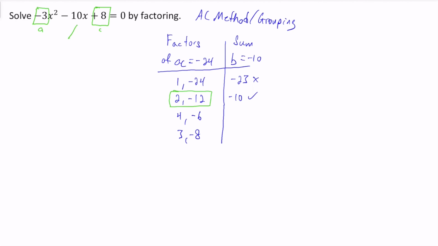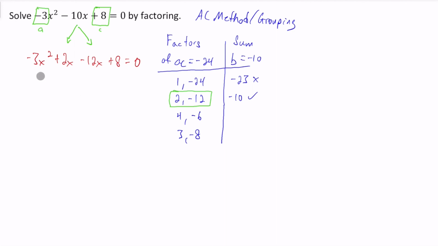We are going to actually split the middle term. We're going to take the negative 10x and split it into two terms, a positive 2x and the negative 12x, positive 2 and negative 12 coming from our factor pair. The rest of the equation stays the same: negative 3x squared plus 8 equals 0.